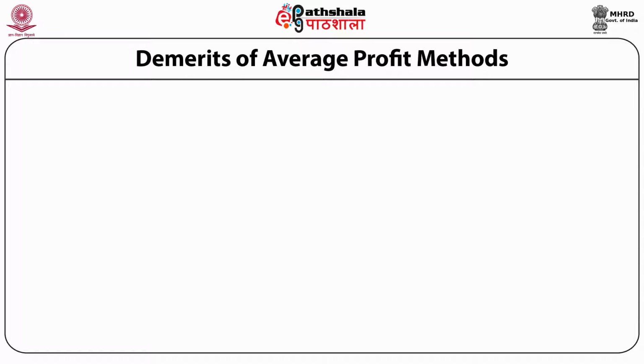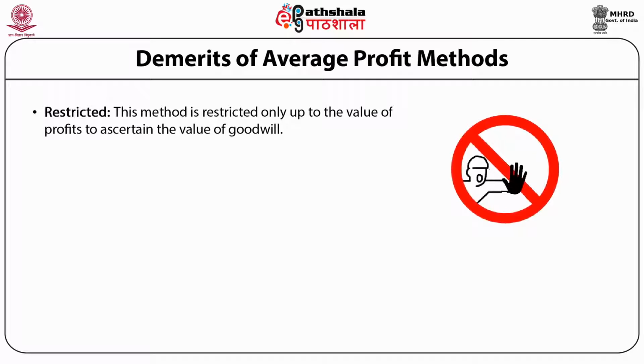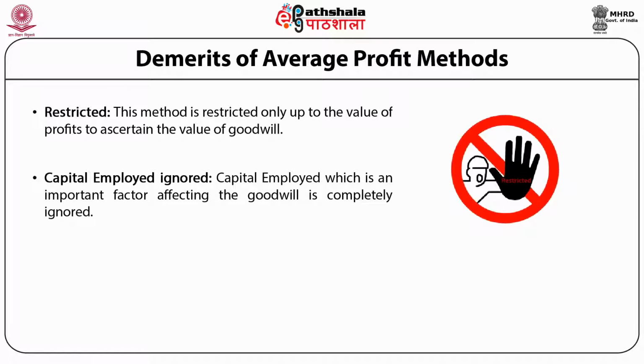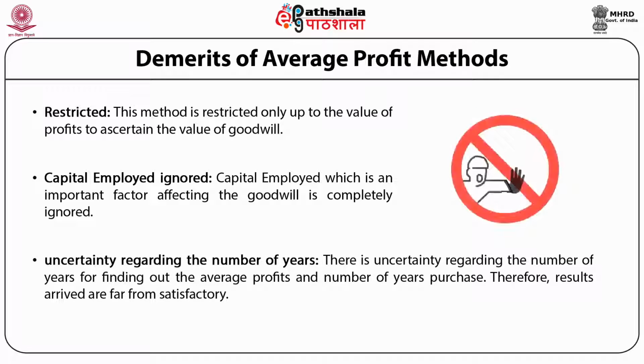Demerits of average profit method. The first demerit is restricted. This method is restricted only up to the value of profits to ascertain the value of goodwill. Capital employed ignored. Capital employed, which is an important factor affecting the value of goodwill, is completely ignored in the average profit method. Uncertainty regarding the number of years. There is uncertainty regarding the number of years for finding out the average profit and the number of years purchase. Therefore, results arrived at are far from satisfactory.